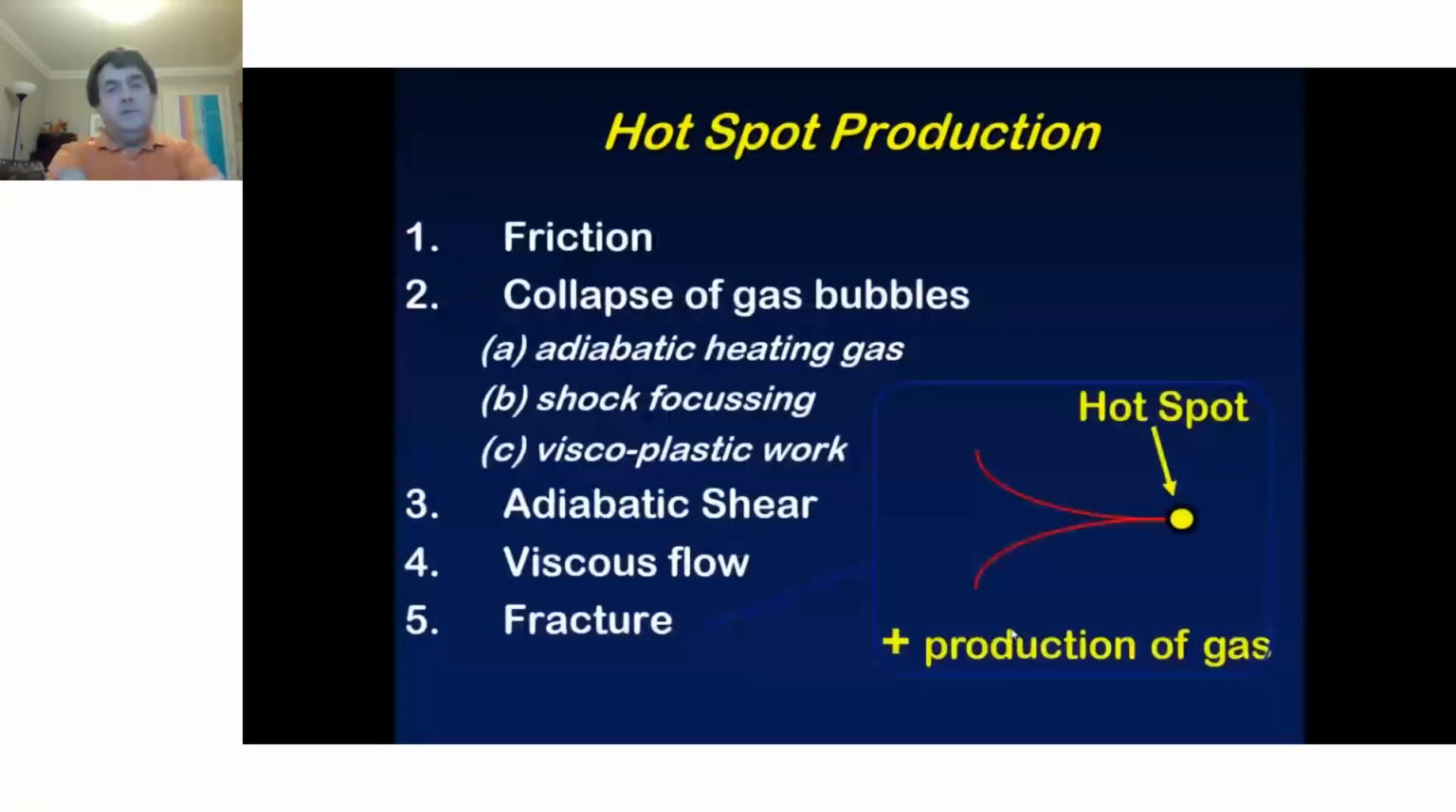So here are some mechanisms of hotspot production. There's friction. Well, we've mentioned that already. Yes, it's a very clear mechanism. There is collapse of gas bubbles, where you have adiabatic heating of the gas, shock focusing within the cavity, and viscoplastic work. Of those mechanisms, mainly the impact due to viscoplastic work, the impact within the bubble, is the main feature. You've got things like shear band, viscous flow, and fracture. And when fracture happens, there is generally a stress and temperature concentration at the tip of the crack. And you'll also get some gas produced as well.